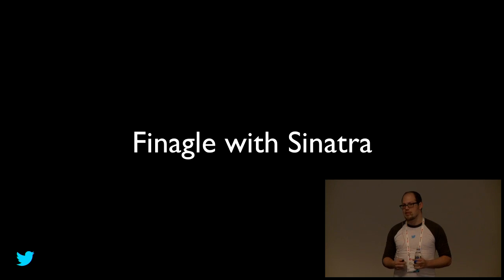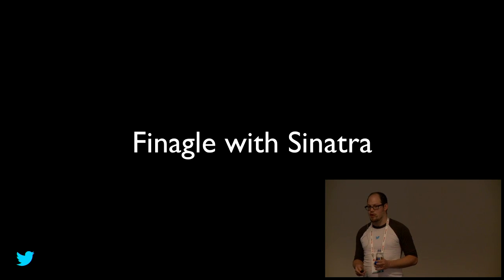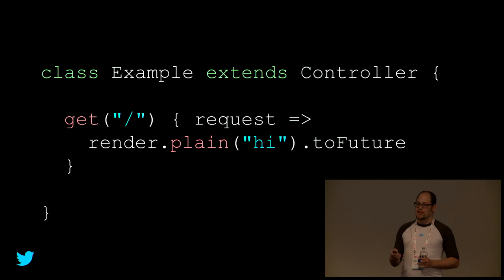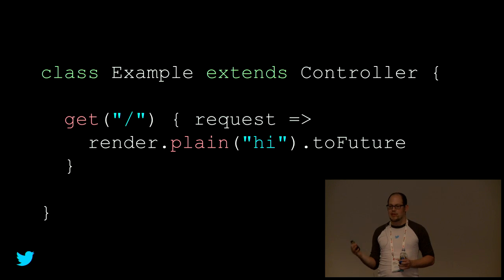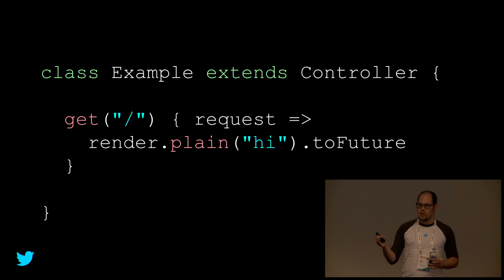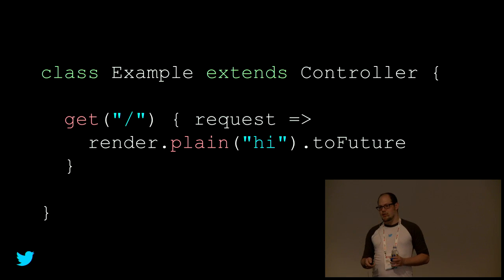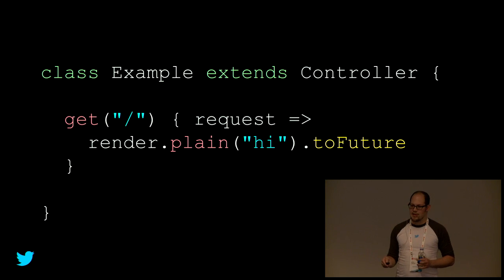So one of the good ways to get started with Finagle is an open source web framework that I wrote called Finatra. This is the marriage of Finagle with the popular Sinatra-style web framework written in Scala. So here's an example controller that we have. Just like in the Sinatra style, we say whenever we receive an HTTP GET to slash, we have that request passed into us, and we're just going to render a plain hi. Notice how this returns a future. So that's the stuff we've been talking about. So Finatra is also asynchronous.